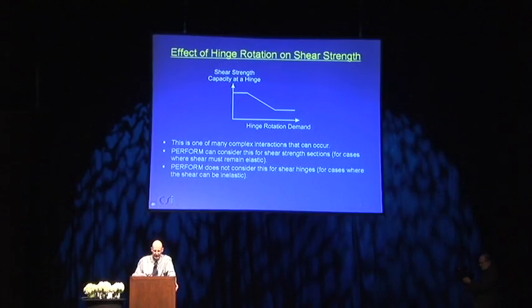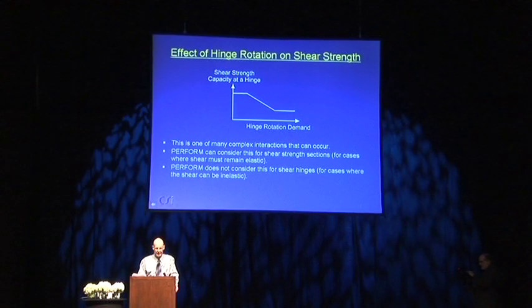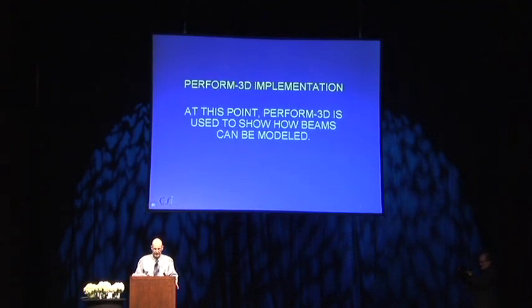This is one example. In Perform, you can consider this. However, you can only consider it for a shear strength section. You cannot consider it in the current version of Perform for a shear hinge. And I'll illustrate later on how that might be done. Let's see how beams can be modeled using Perform.